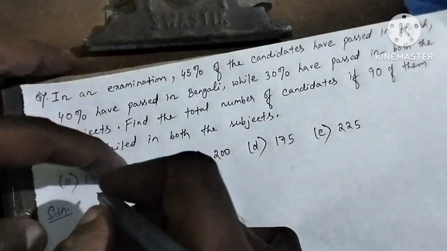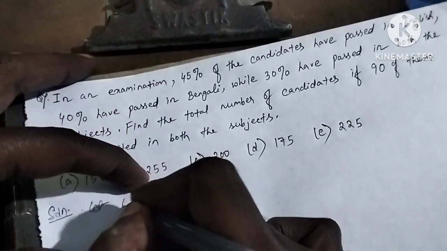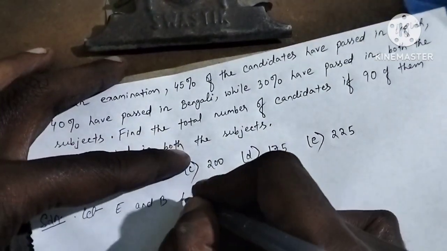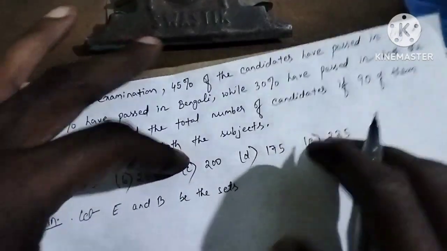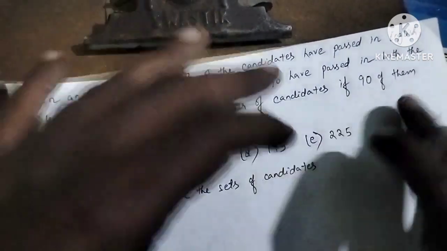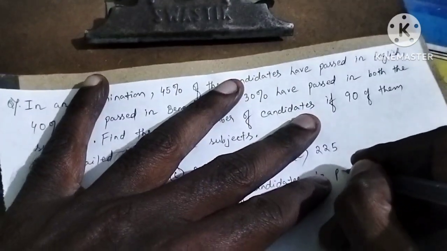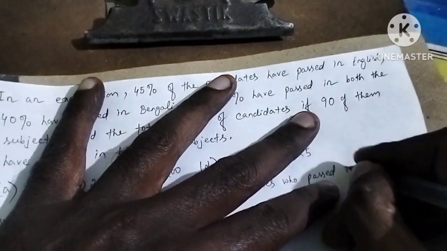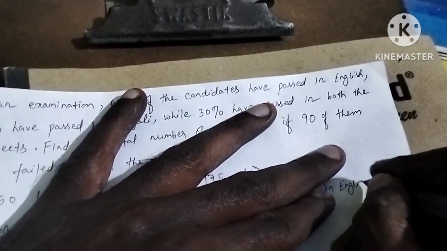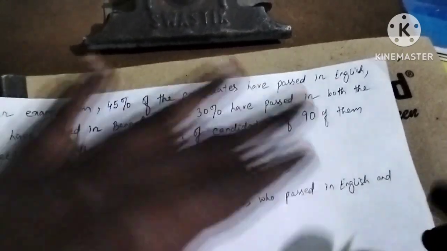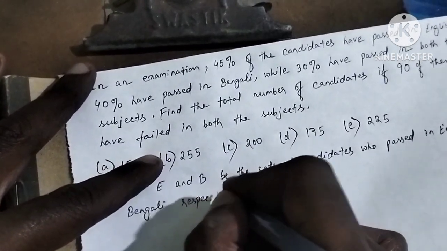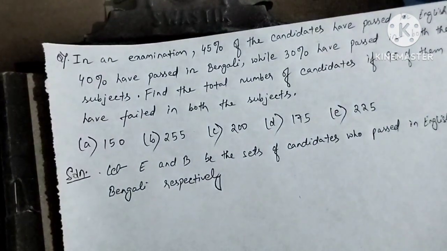Let E and B be the sets of candidates who passed in English and Bengali respectively.